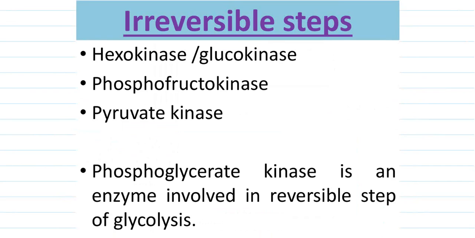There are three irreversible steps of glycolysis. Those are hexokinase or glucokinase, involved in step 1 of glycolysis, where phosphorylation of glucose occurs. Next is phosphofructokinase, involved in step 3 of glycolysis, which is also the rate limiting enzyme of glycolysis. Then pyruvate kinase, which we just discussed, is also an irreversible step, step 10. There is another enzyme ending with kinase, phosphoglycerate kinase, but this enzyme, in step 7, is not involved in an irreversible step of glycolysis.